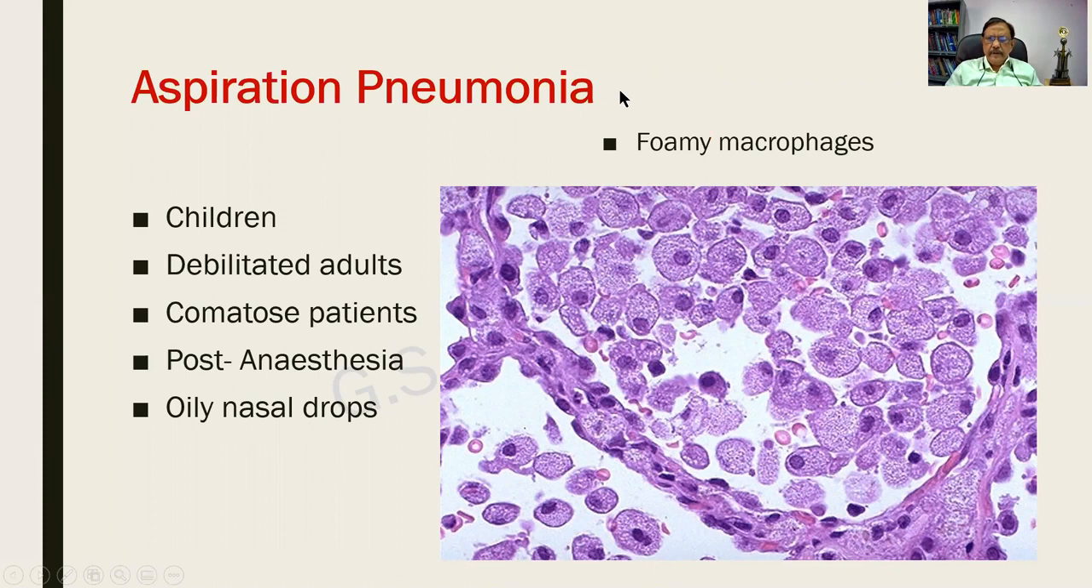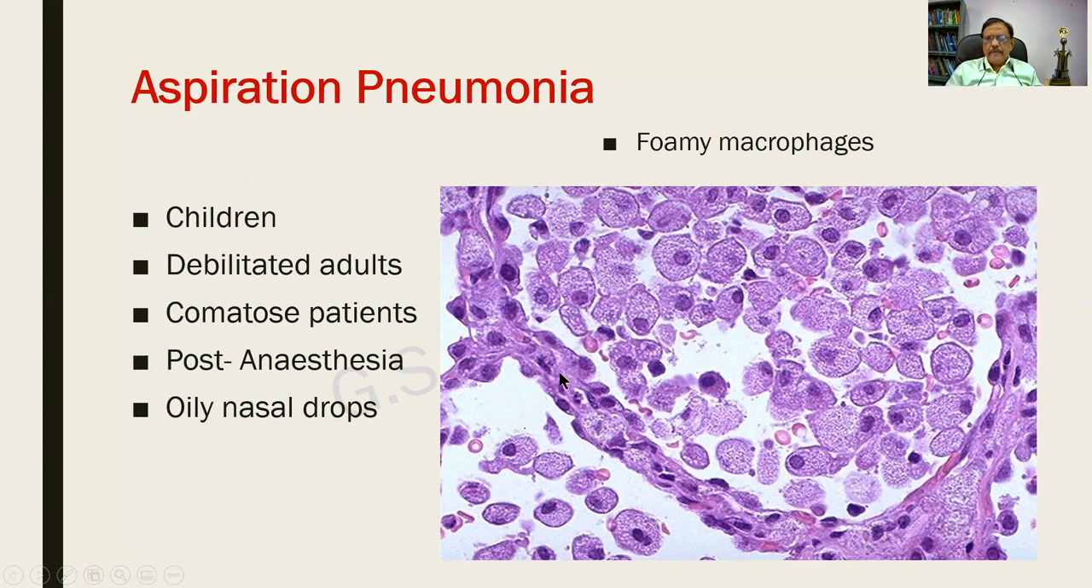The question that we usually get is to classify pneumonia. So we have seen two main types, the lobar pneumonia and the bronchopneumonia. This is another type of pneumonia, and it is called aspiration pneumonia. I have only the histological picture.